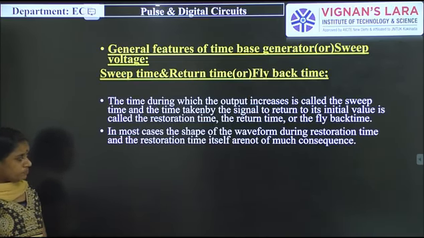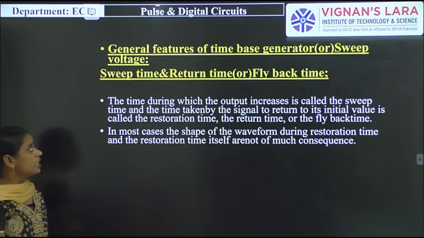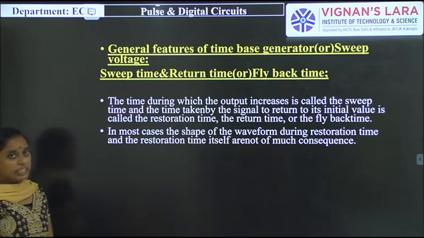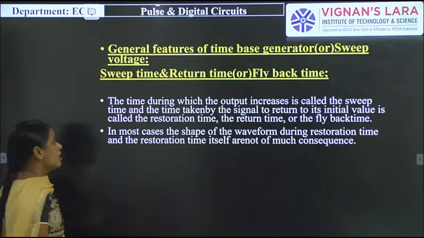The definition is: the time taken by the waveform to go from minimum voltage to maximum voltage, or the time during which the output increases, is known as the sweep time, and the time taken by the signal to return to its initial value is known as the restoration time.